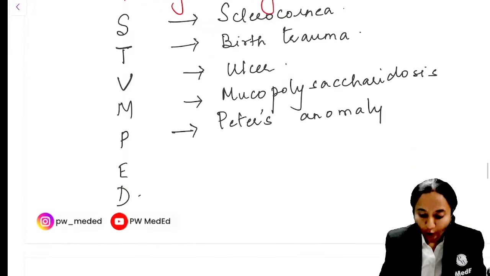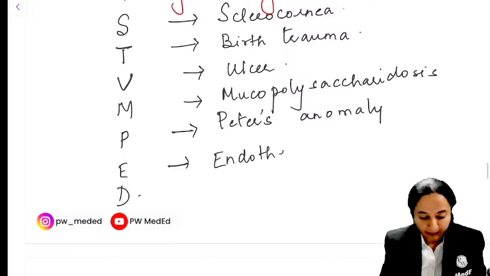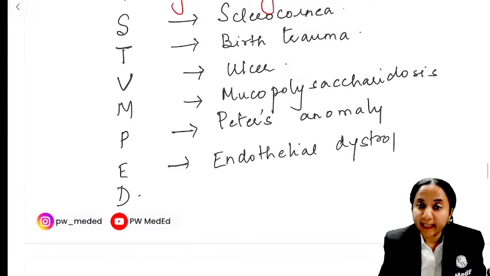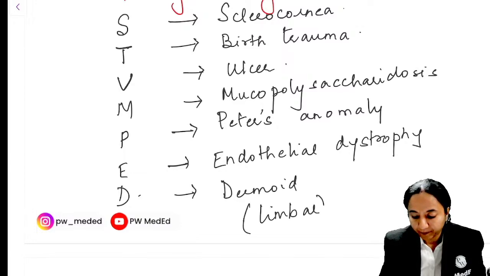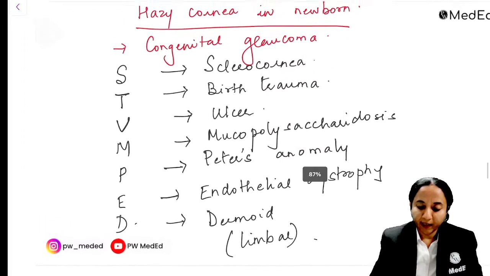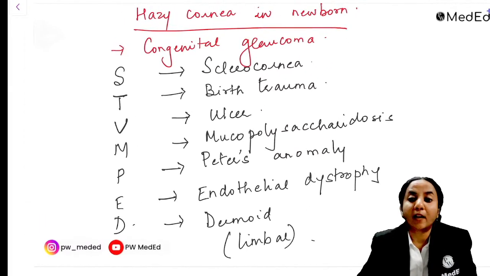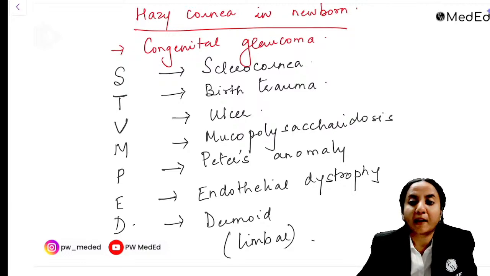E stands for a group of disorders called endothelial dystrophies. And D stands for dermoid, which arises from the limbus. So these are the other causes of hazy cornea in a newborn apart from congenital glaucoma. Remember this also.